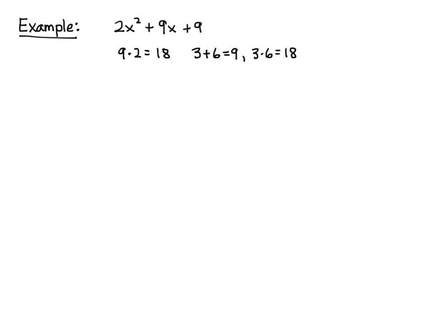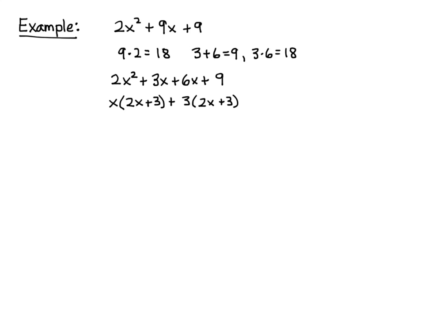And so if we say, well, we notice that 3 plus 6 equals 9, and 3 times 6 equals 18, that's how we break up the middle term. So into this 3 and 6. So we got 3x plus 6x in between the 2x squared and the 9. And now we factor by grouping.